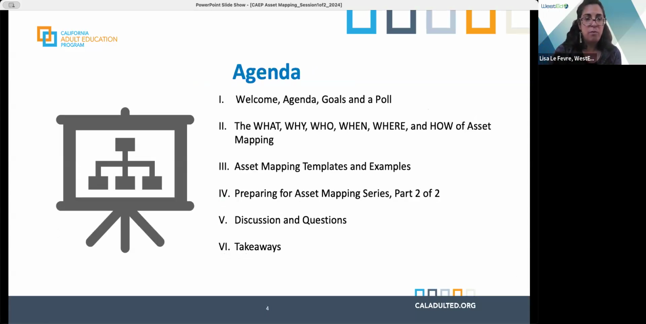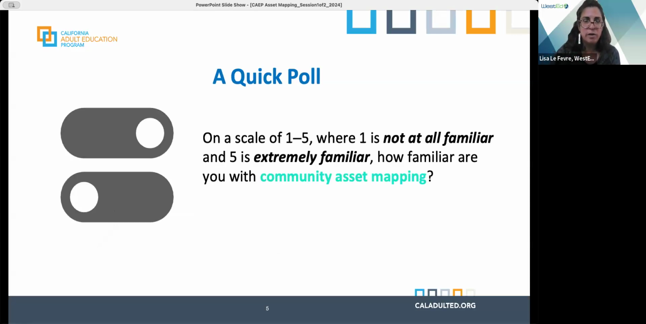Our agenda. Well, we've already done our welcome. We're going to do a quick poll, but then we're going to go over the what, why, who, when, where, and how of asset mapping. And we're going to take a look at a few asset mapping templates and examples from other projects in the field, other assistance that we've provided. And then we are going to talk about preparing for the second part of the series and launch into discussion, questions, and key takeaways.